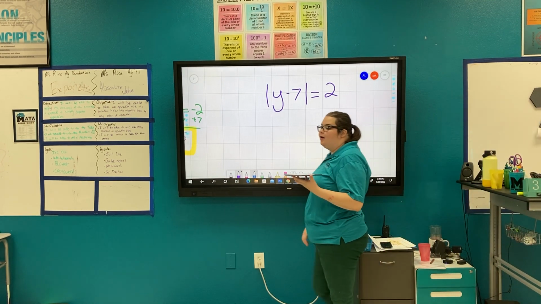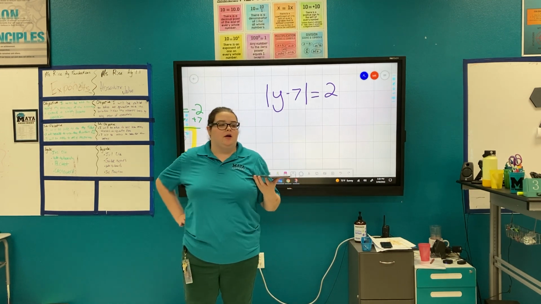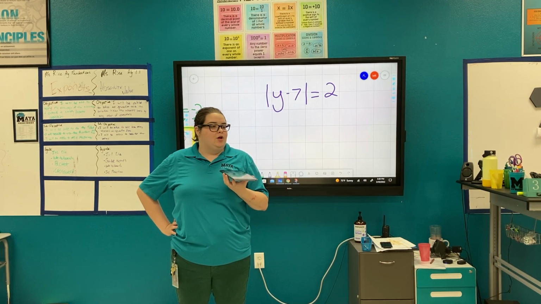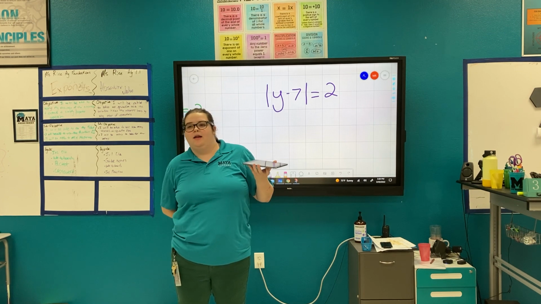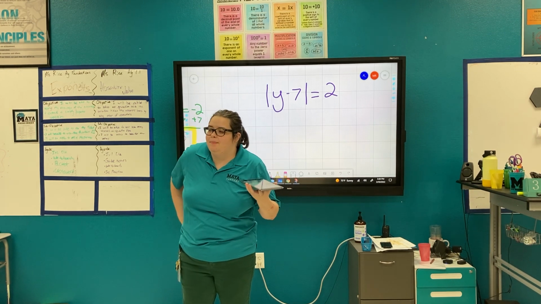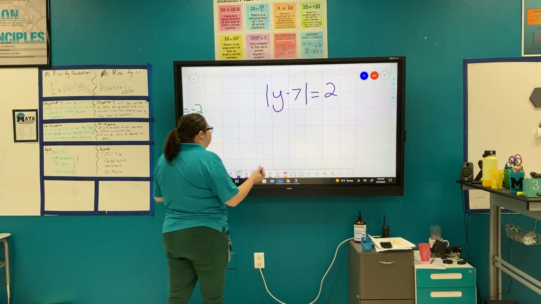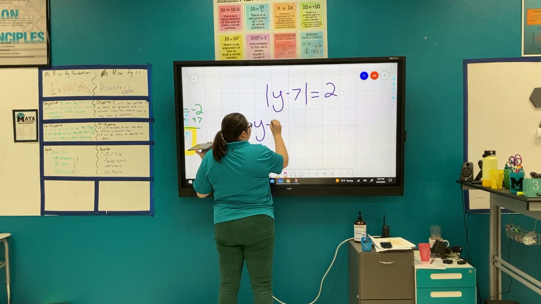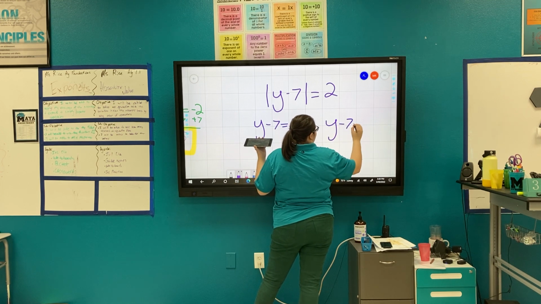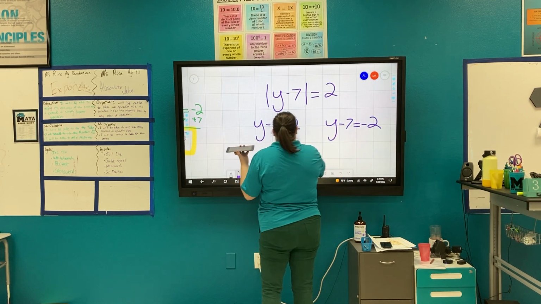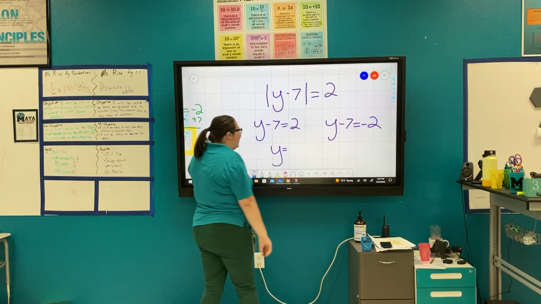Okay, on the count of 3, I need you to show me your boards. 3, 2, 1. Okay, looks like most of us got it. We had a few stragglers. I think we need a bit more time. So, we're going to have y minus 7 equals 2. y minus 7 equals negative 2. Can somebody give me one of my y's?